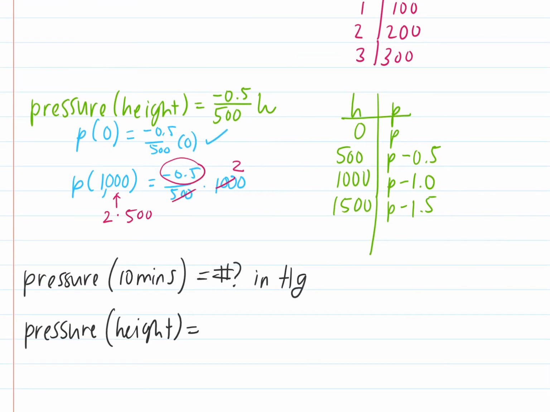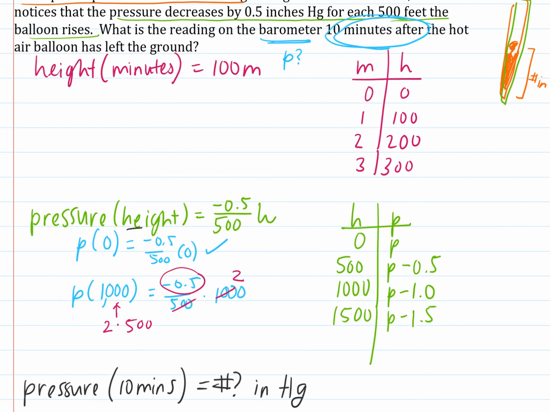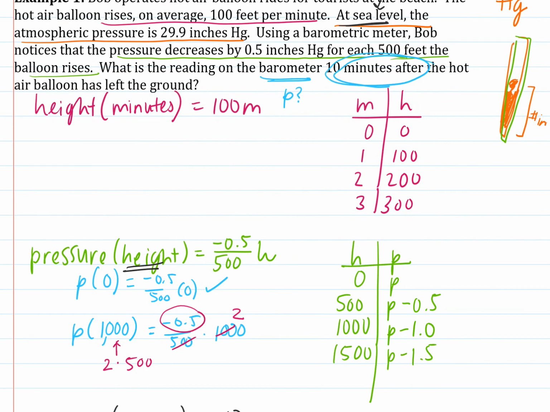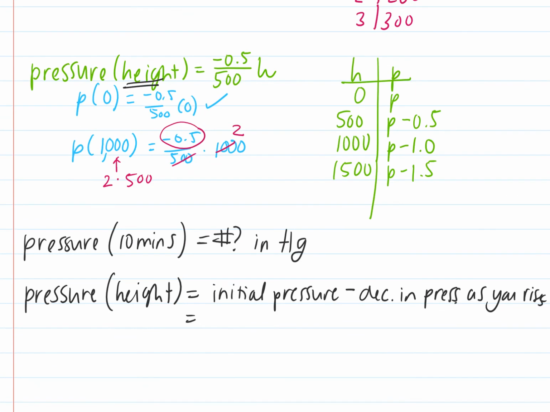So the pressure in terms of height would have to be some initial pressure minus, what are the other things that have to do with pressure? Oh, height, right? And so it would be minus the decrease in pressure as you climb, or as the hot air balloon rises. So the initial pressure at sea level is 29.9 inches of mercury.